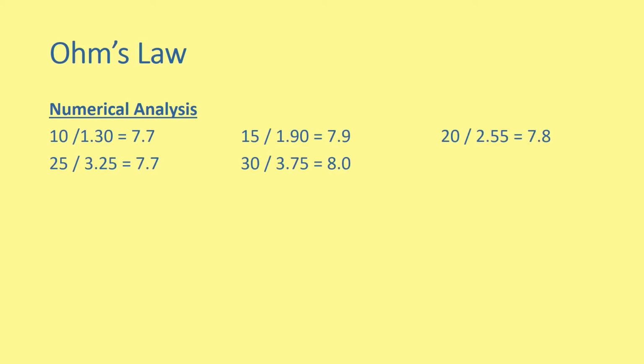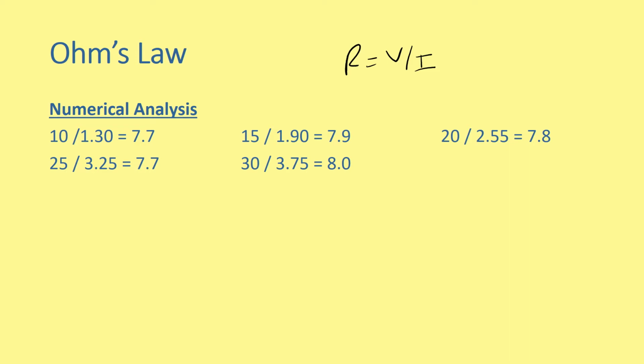In numerical analysis, 10 divided by 1.3 gives us 7.7, 25 divided by 3.25 gives us 7.7, 15 divided by 1.9 gives us 7.9, 30 divided by 3.75 gives us 8, and 20 divided by 2.55 is equal to 7.8. So remember, each of these is R equals V over I. Now we can see a general trend within the answers.